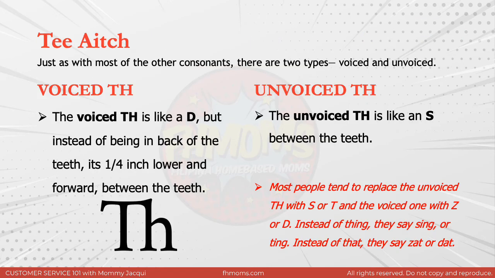Still on problematic consonants, let's move on to the TH sound. Just as with most of the other consonants, there are two types of TH sounds, voiced and unvoiced. The voiced TH sound is like a letter D, but instead of being in back of the teeth, it's 1/4 inch lower and forward between the teeth. However, the unvoiced TH is like a letter S between the teeth. Now, most people tend to replace the unvoiced TH with an S or a T and the voiced one with a Z or a D. So instead of saying thing, they say sing or ting. And instead of saying that, they say zat or dat.